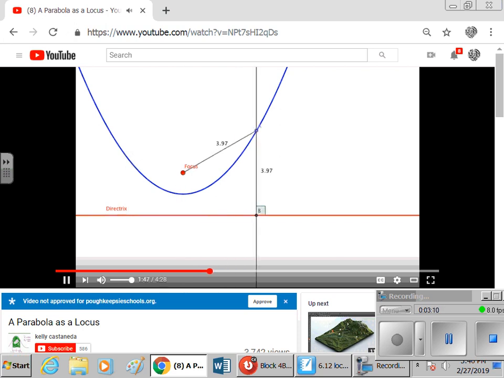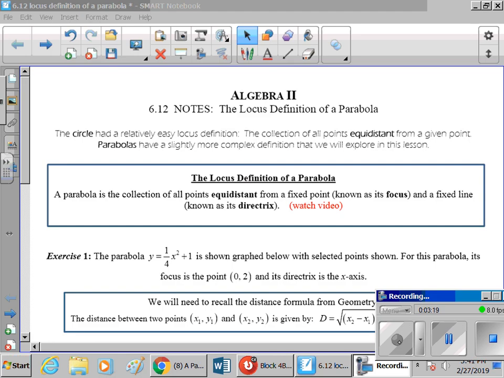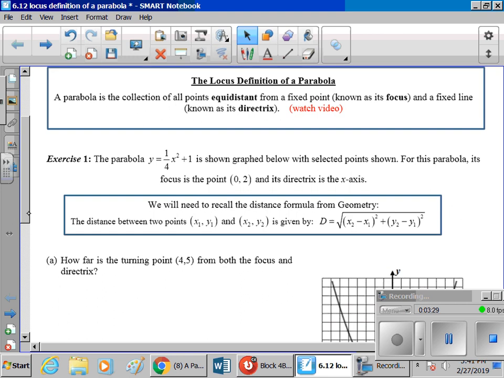So how can we use these properties backwards to construct a parabola from a given focus and directrix? So that is the question of the day. How do we create an equation given this information?